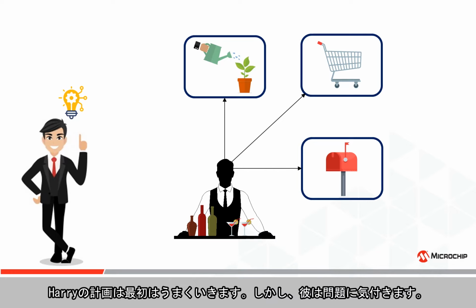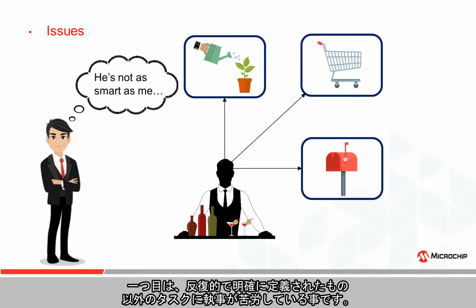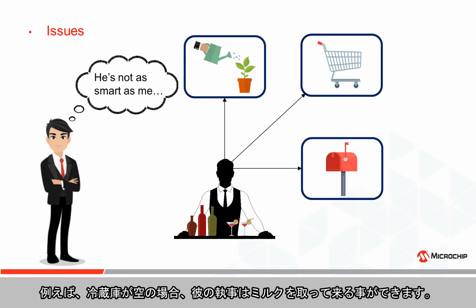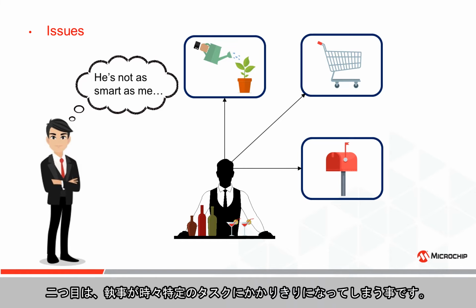Harry's plan works well at first, but he begins to realize some major issues. Firstly, he notices his butler struggles with tasks that aren't repetitive and well defined. For example, his butler can fetch milk when the fridge is empty, but he can't sit there and determine the ideal fat content that's best for Harry's changing lifestyle habits. Secondly, he notices that the other issue is that the butler at times gets tied up with certain tasks.